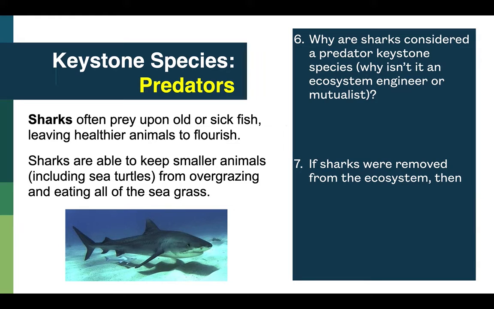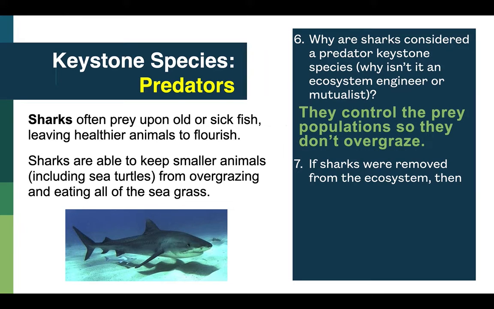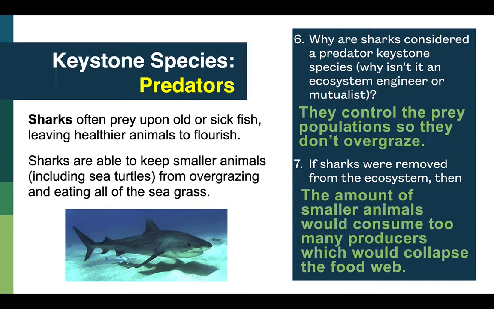Okay, hopefully you said that sharks are considered the predator kind because they're doing the eating. They eat the sea turtles so that the sea turtles don't overpopulate and eat all the seagrass. They also control it so that there's not too many fish about. If the sharks were removed, you probably should have said something about how the food web would collapse.